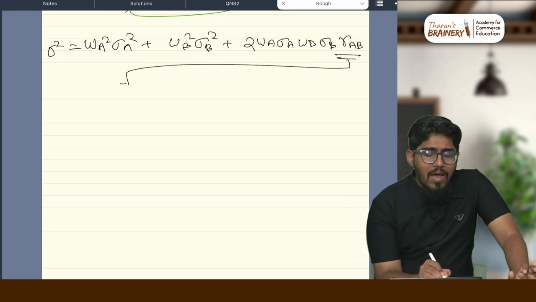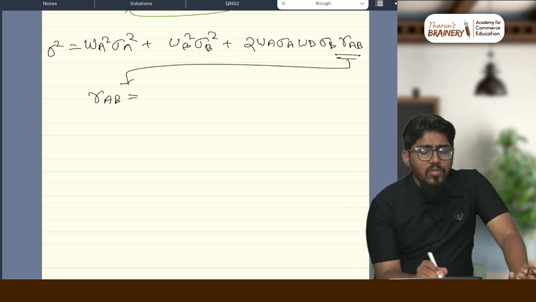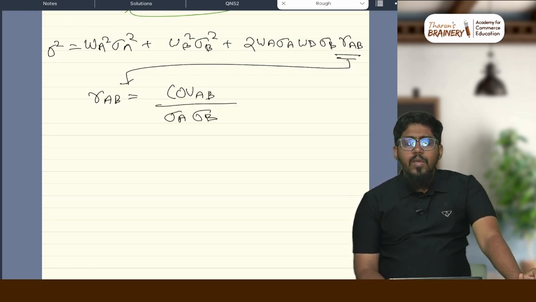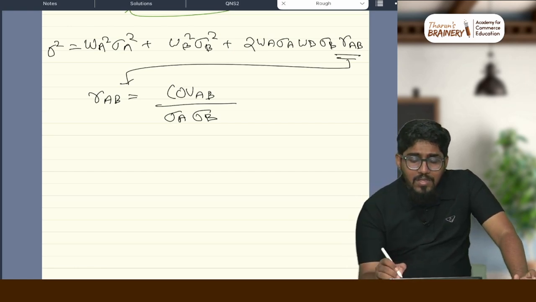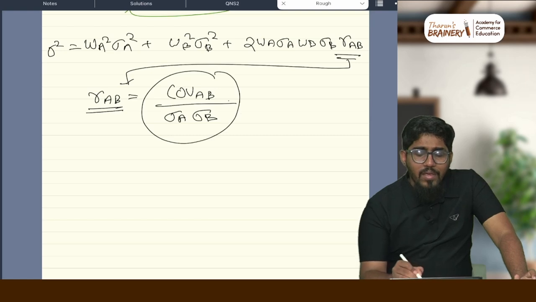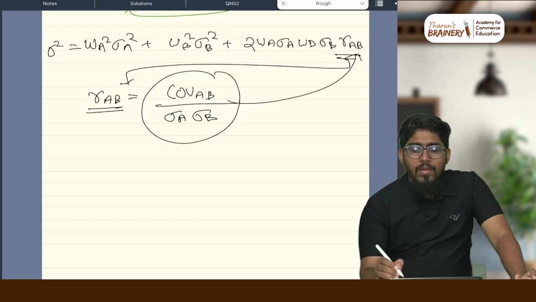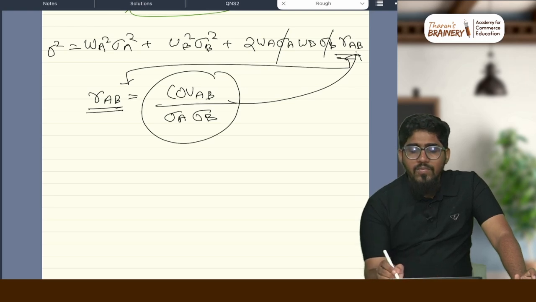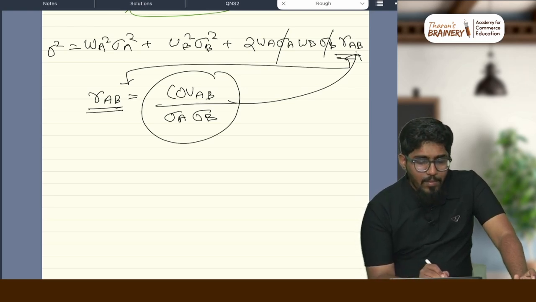Sir, what is R of AB? Correlation coefficient is nothing but covariance of AB divided by risk of A into risk of B. So if I plug in this R of AB into the formula, what will happen? This and this will be cancelled, correct? And instead of this, what will I write? So which means what will happen?